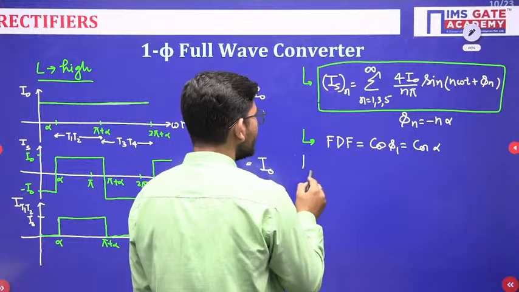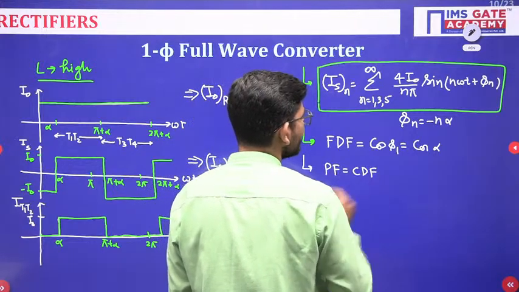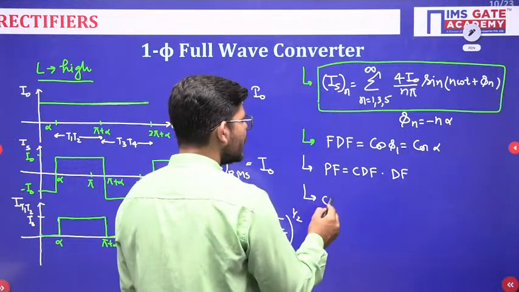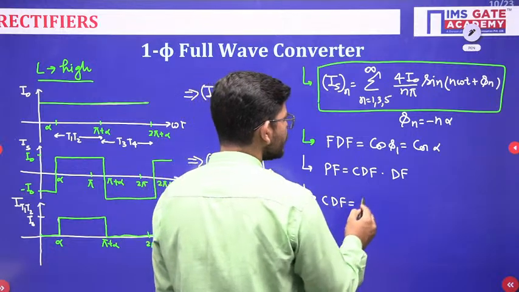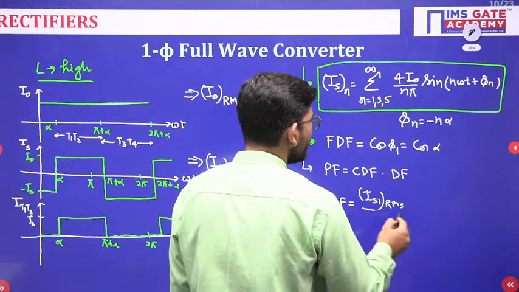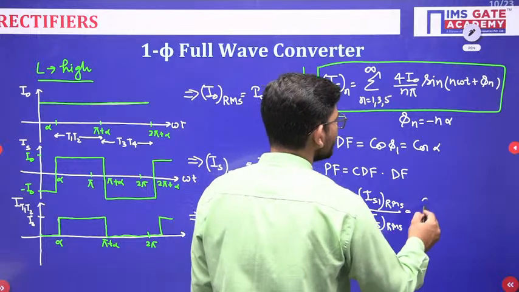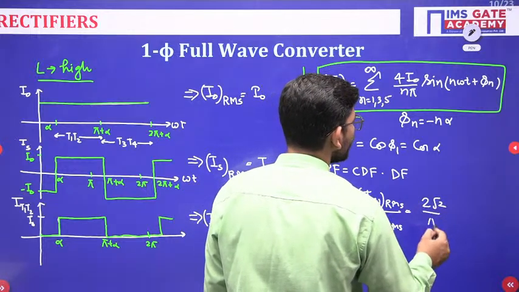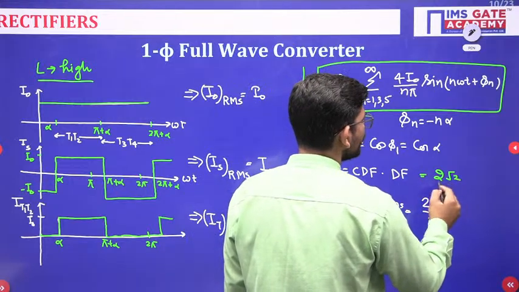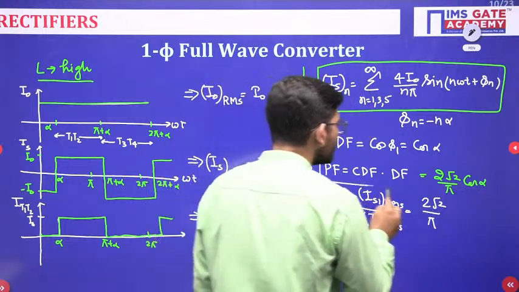Okay. Then what will be the power factor? The power factor is current distortion factor into displacement factor. And what will be the current distortion factor? The current distortion factor will be the fundamental RMS value divided by the total RMS value of the source current. When you do that, you will get 2 root 2 over pi. Now just come here and put these values.